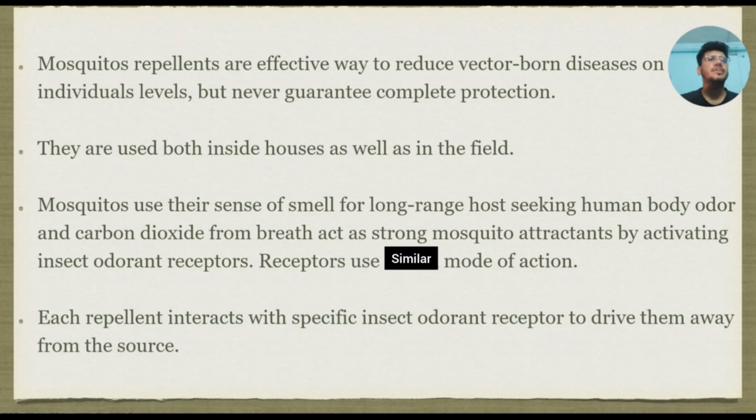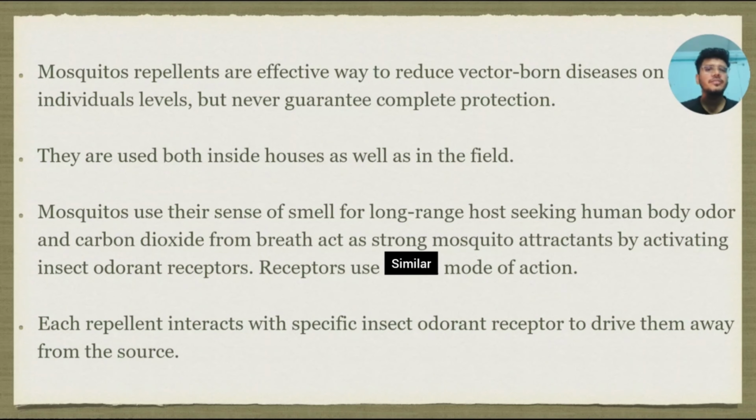Mosquito repellents are an effective way to reduce vector-borne diseases on an individual level, but they never guarantee complete protection. They are used both inside the houses as well as in the field. What are the different mechanisms used by the mosquito to locate and infect the host? Mosquitoes use their sense of smell for long-range host seeking. Human body odor and carbon dioxide from the breath act as strong mosquito attractants by activating the insect odorant receptors. Repellents also use a similar mode of action. Each repellent interacts with a specific insect odorant receptor to drive them away from the source.